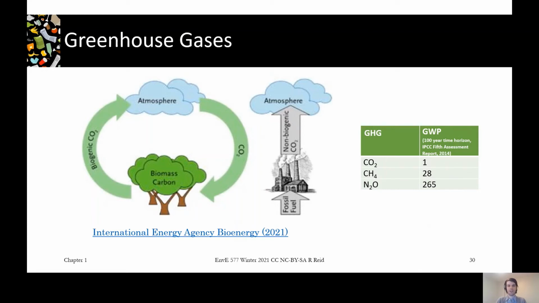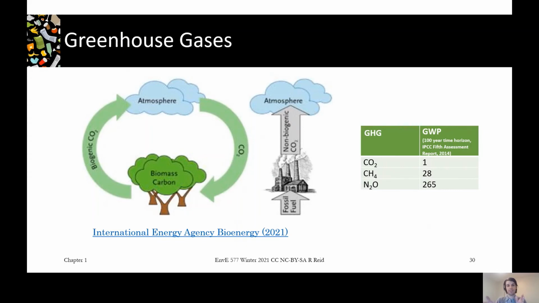CO2 is our most important greenhouse gas. There's the most of it up in the atmosphere, but it is one of the lower greenhouse gases in terms of its effects. There's just a lot of it. Methane, according to the most recent science, is about 28 times worse on a mass basis than CO2. And then nitrous oxide is even worse than methane, 265 times.